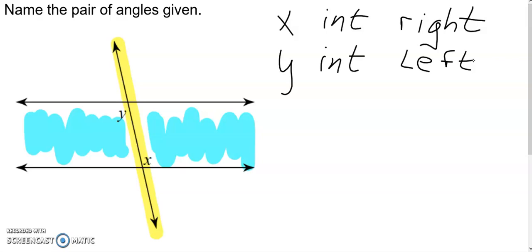Now they are both interior, so these are interior angles. One is on the right, one is on the left. They are on opposite sides of the transversal. That means they are alternate interior angles. Alternate interior angles, and we abbreviate that AIA.